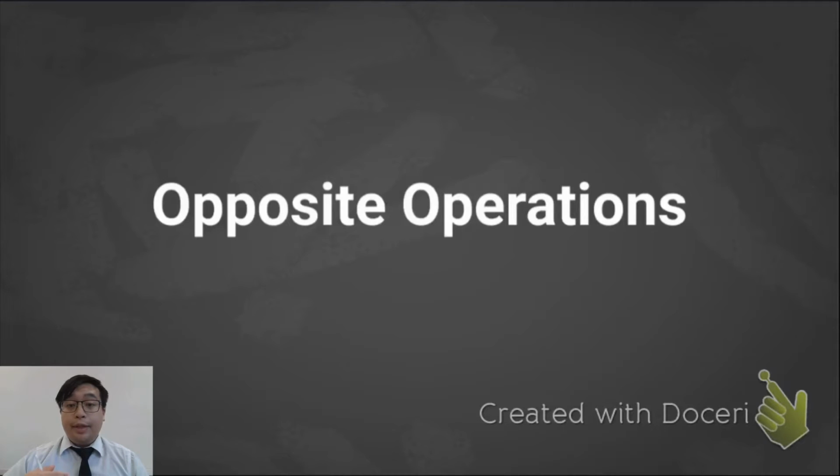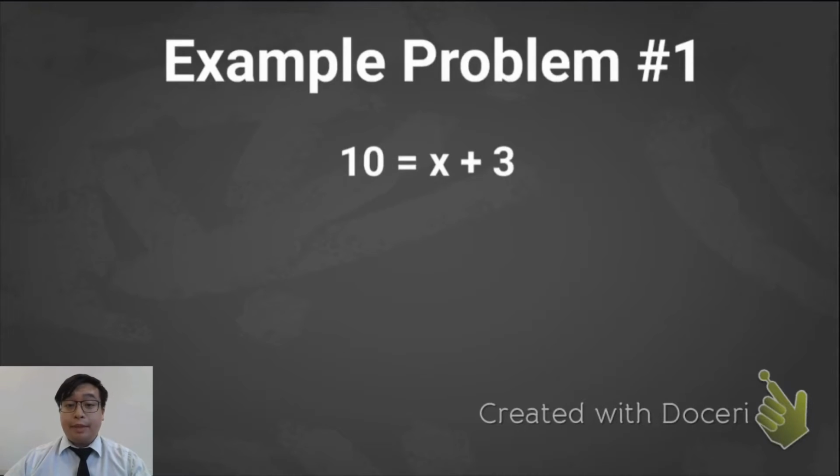Hello everyone. In this video, we're going to be going over opposite operations. So opposite operations are just operations that undo one another. Or you can think of it as operations that cancel each other out. So I think this is best explained by going over some example problems.